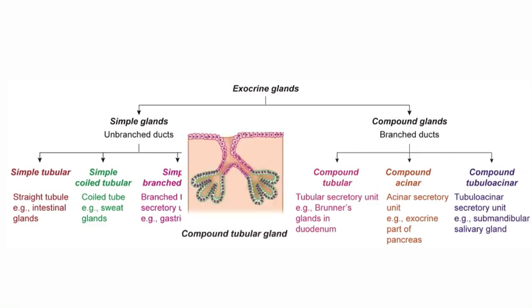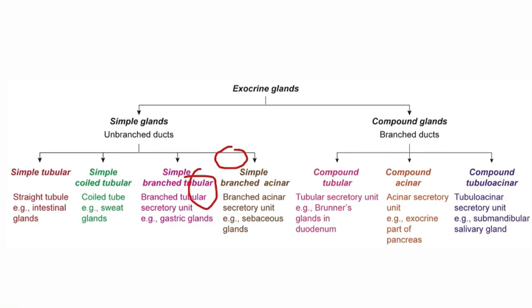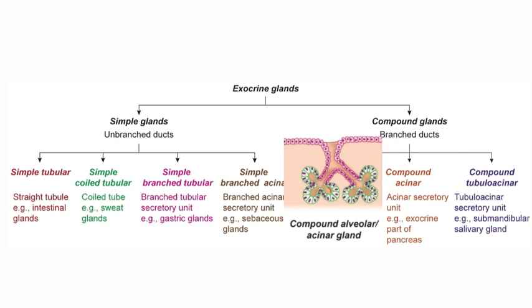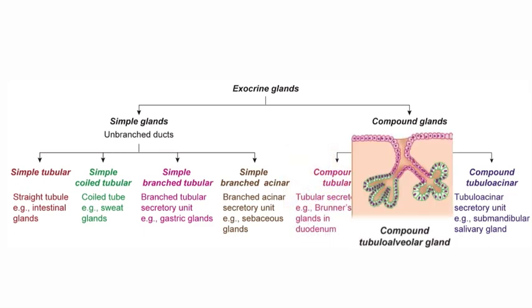Now we'll see the glands which have branching in both the secretory unit as well as in the duct. So the first is compound tubular gland, where you can appreciate the branching in duct as well as in secretory unit. So these are found in Brunner's gland of duodenum. Next is compound acinar gland, which is found in the exocrine part of pancreas. So you can appreciate the branching in duct as well as secretory unit. Another is compound tubuloacinar gland, which has branching in duct as well as the secretory unit, and there are two different secretory units, tubular as well as acinar. So this is found in submandibular gland.